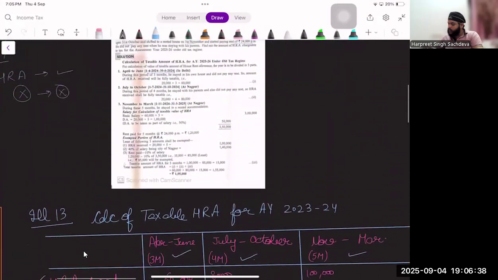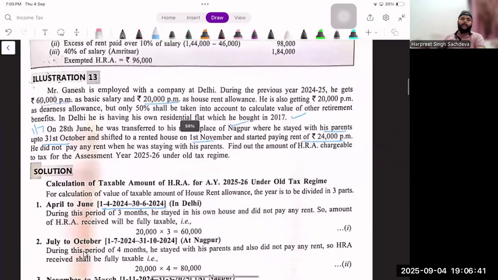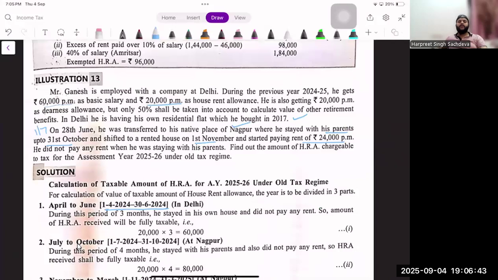Tell me, April to June, where he was living. Just 2-3 points we have to discuss and the question will be completed. April to June, where he was living? Delhi, in his own house or rented house? Yes, very good. Delhi own house.